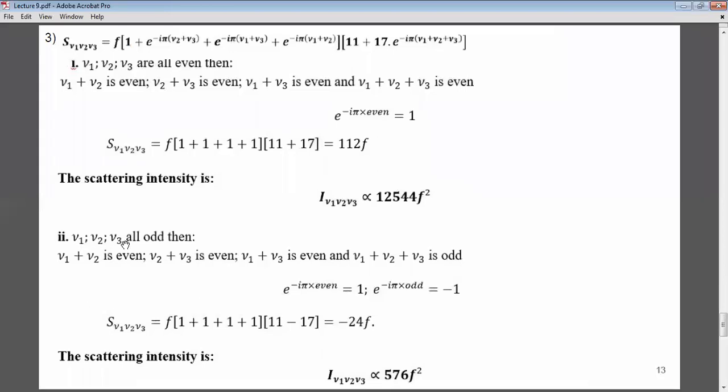Do the same thing if V1, V2, V3 are all odd. So if this term is odd, this is 1. If this term is odd, this is 1. If this term is odd, this is 1. Okay, so I get here 4F from the first side multiplied by (11 plus 17)? No: V1 plus V2 plus V3 is odd, so here I have minus 17. So I will have 4F into (11 minus 17), which is minus 24F. So the scattering intensity I is proportional to 576 F squared.